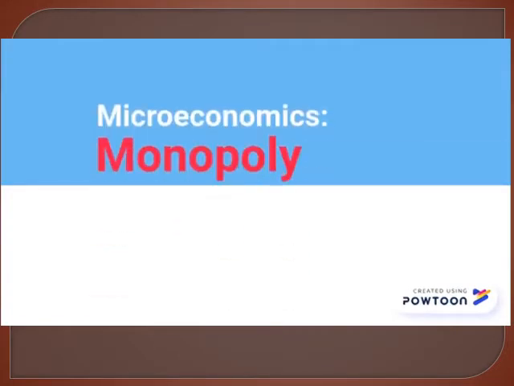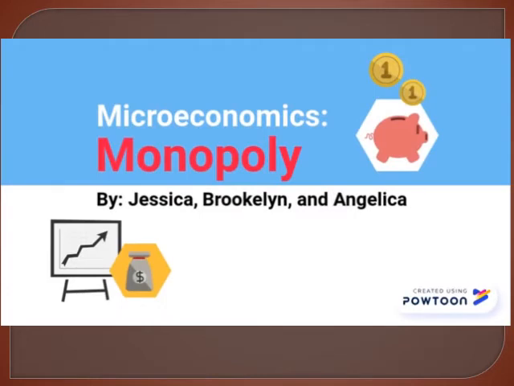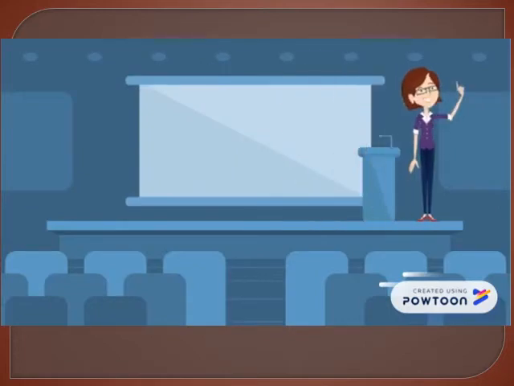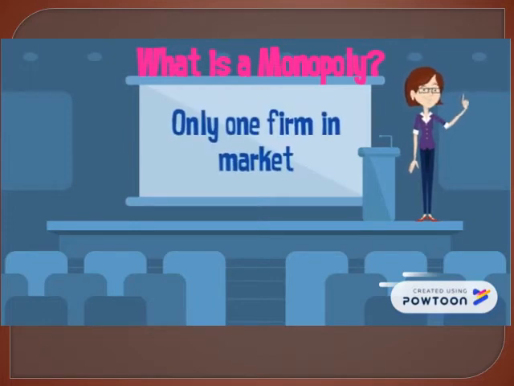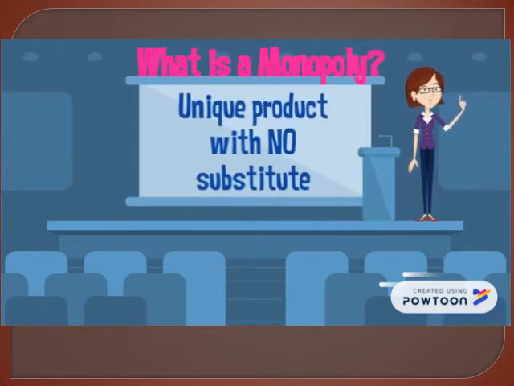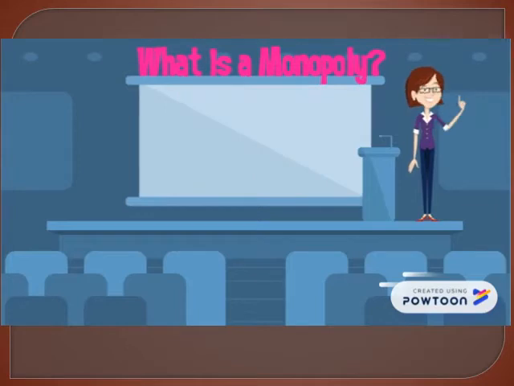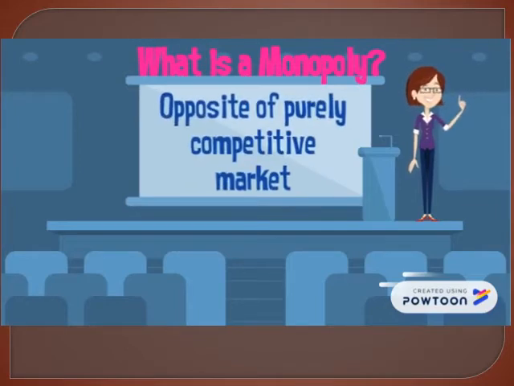Hello, and welcome to our microeconomics presentation on monopolistic market structures. Let's dive right in. So what exactly is a monopoly? A monopoly is a type of market structure where one producer solely provides a good or service for which there is no true substitute. This type of market structure is the opposite of a purely competitive market because it is a single firm that provides a unique product, and it's difficult for new firms to enter into the market.